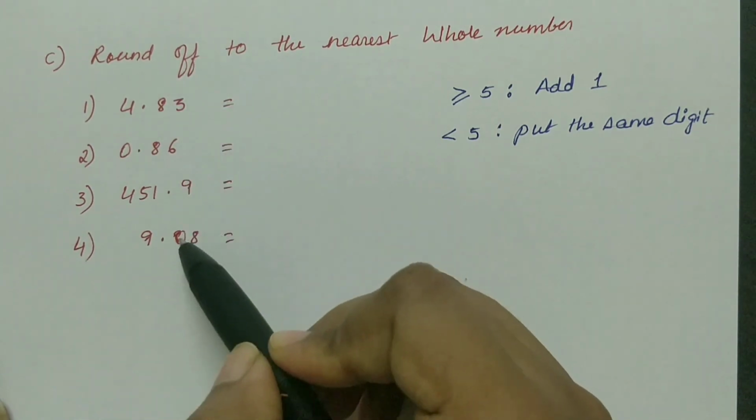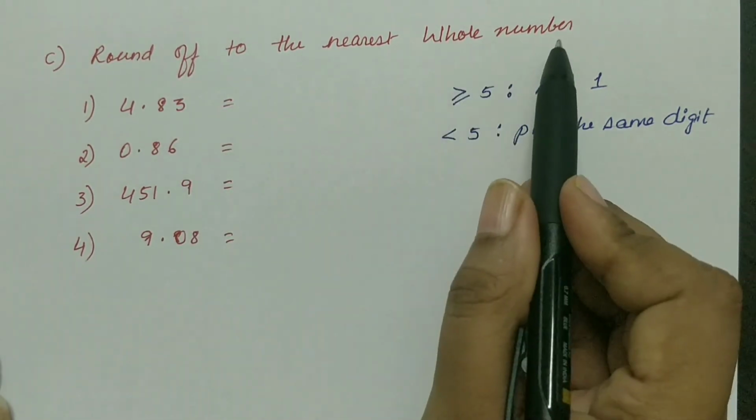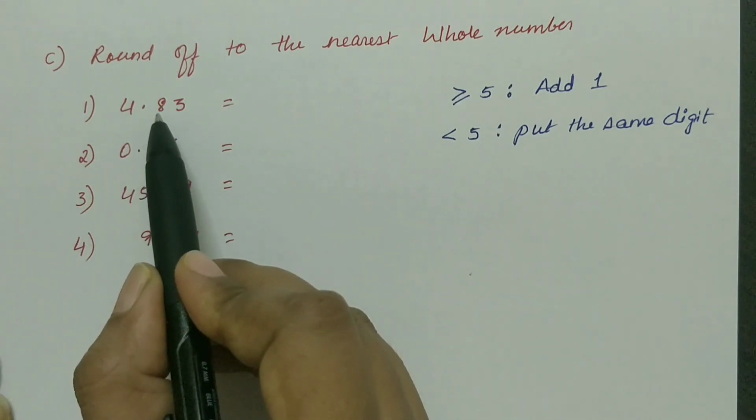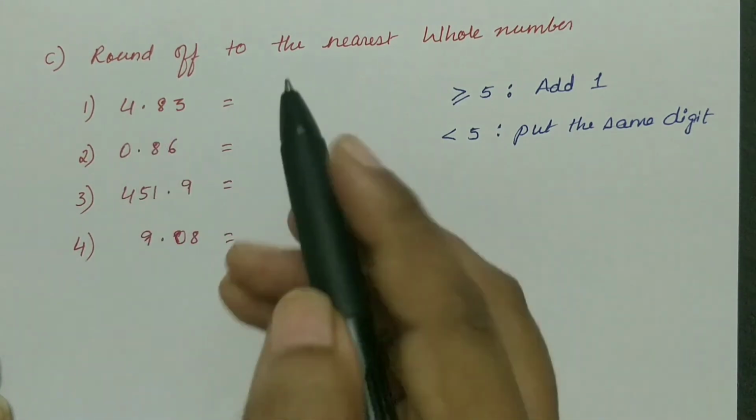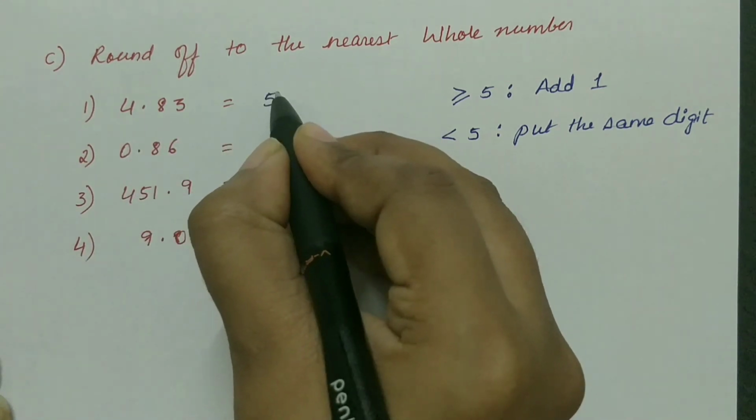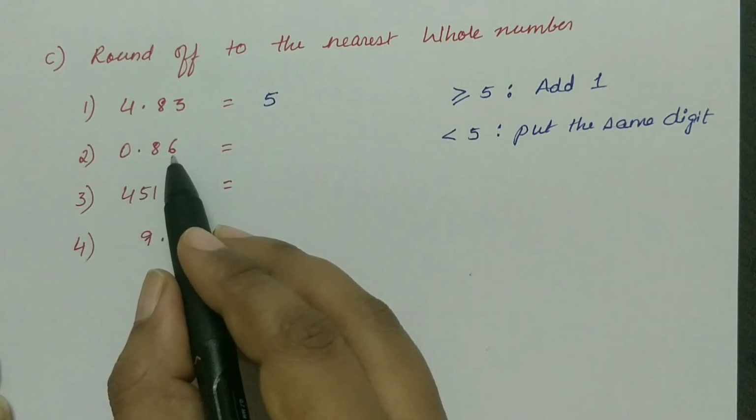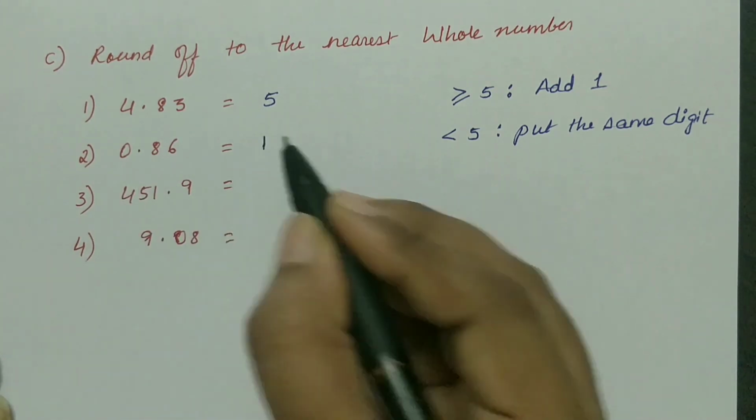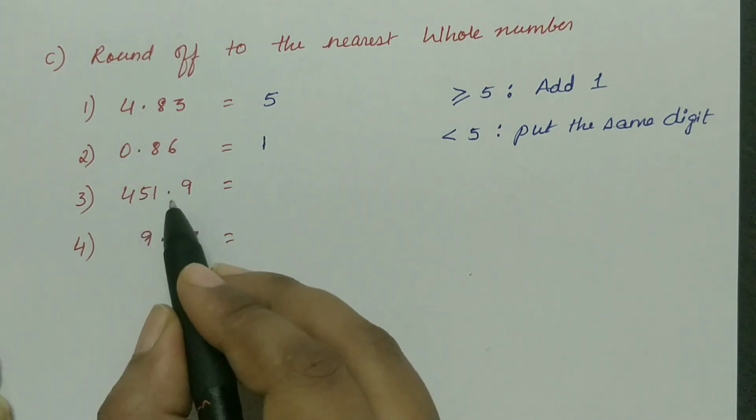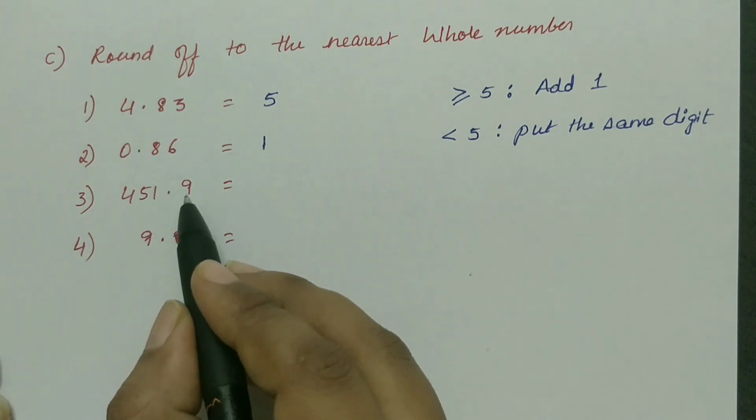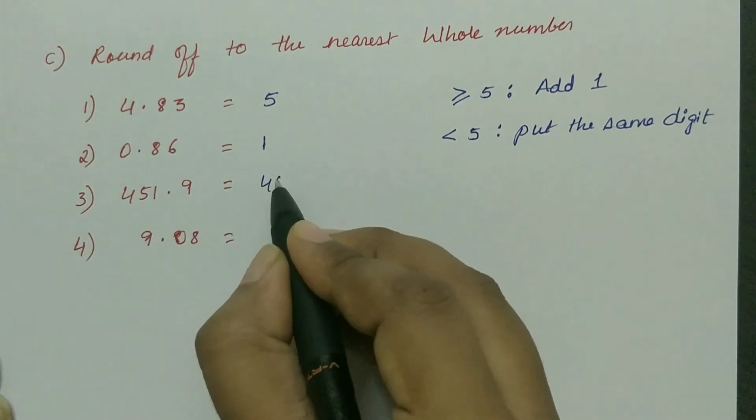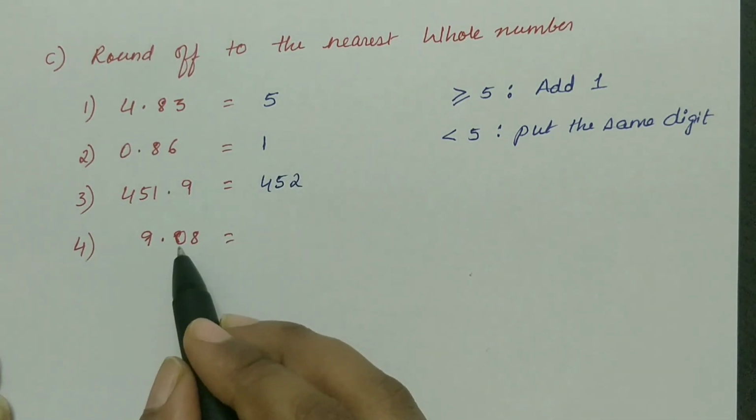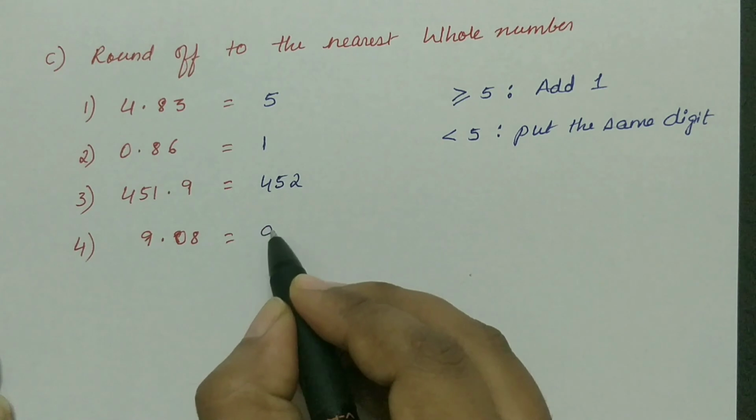Round off the following decimals to the nearest whole number. 4.83. 8 is greater than 5. Add 1. So it is equal to 5. 0.86. 8 is greater than 5. Add 1. 1. 451.9. 9 is greater than 5. So it is 452. 9.08. 0 is less than 5, so equal to 9.